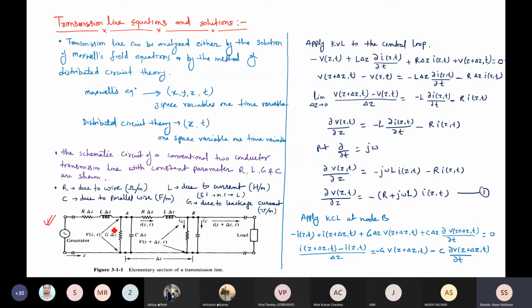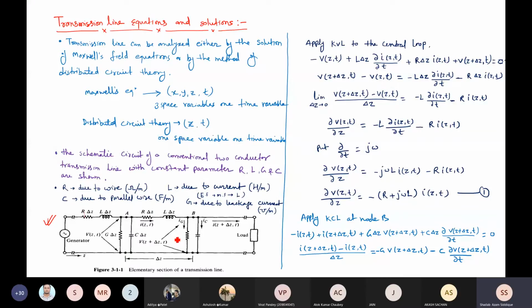Now your question will be why we have used R with delta Z, L with delta Z, G with delta Z, C with delta Z. All these are multiplied with delta Z. Why so? If you see, this is a distributed parametric network, so we cannot extract R, L, C directly. To have this R, L, C, even G, we need to take a small delta Z element.